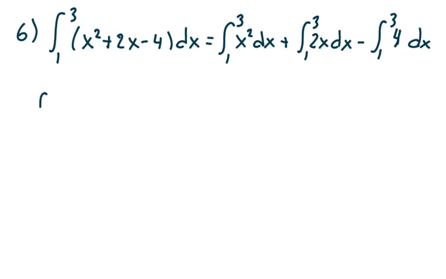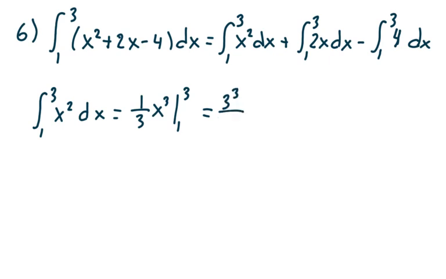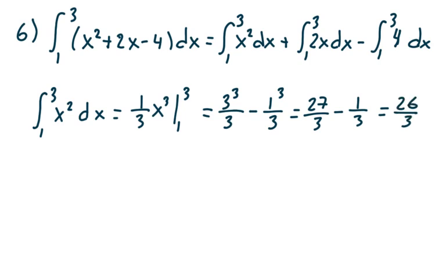So I'm going to look at the integral from 1 to 3 of x squared dx first. So this is 1/3 x cubed evaluated from 1 to 3. Replace x with 3, and you get 3 cubed over 3. Replace x with 1, and you get 1 cubed over 3, but don't forget, we have to subtract. So this is 27 over 3 minus 1 over 3, which is 26 over 3. So we just took care of the first integral.